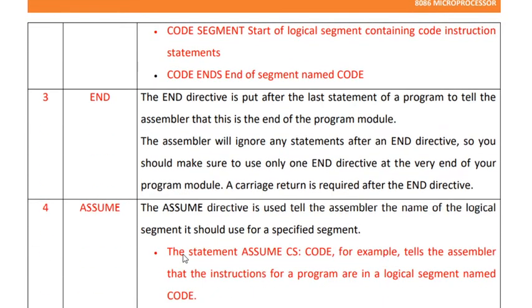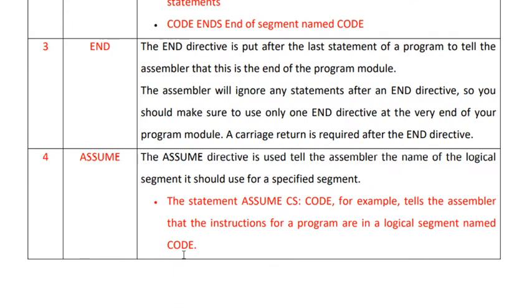Now the next directive that we have is called end. The end directive is used in order to mark the end of a program module. The end directive is put after the last statement of the program to tell the assembler that this is the end of the program module. The assembler will ignore any statement placed after the end directive. So this is very important.